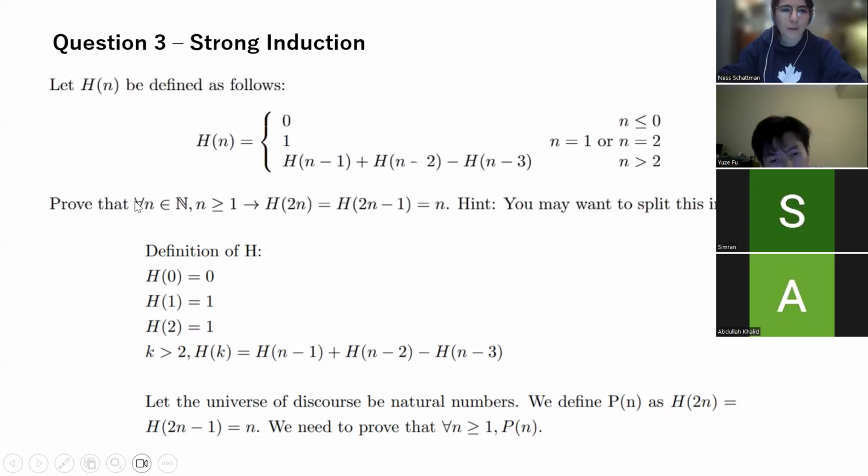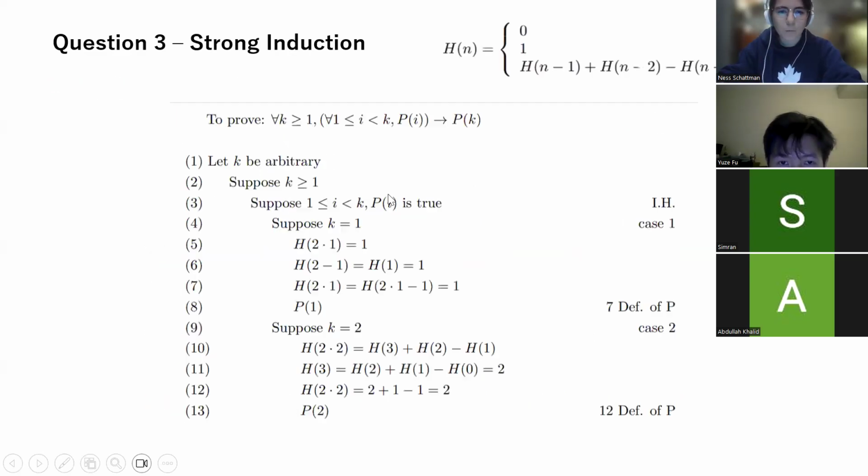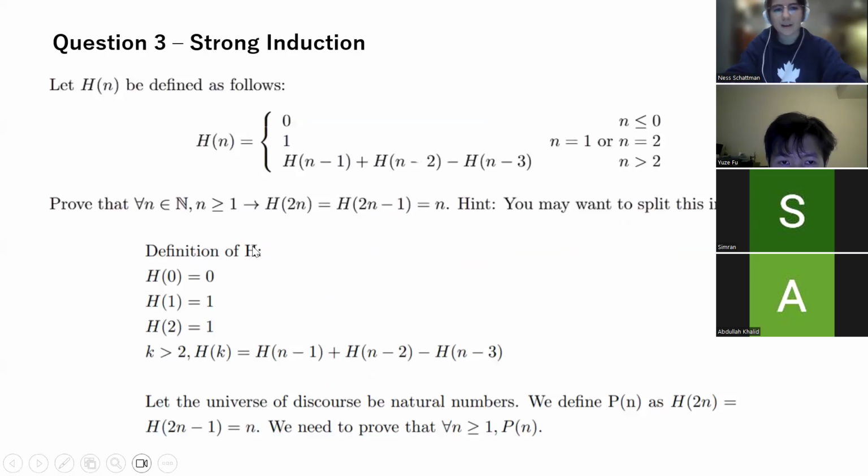So we have this right here. We want to show that for all n in the natural numbers, h of 2n minus 1 is equal to n. So that's one of the things that we're trying to prove. So that's why we're concerned with it.